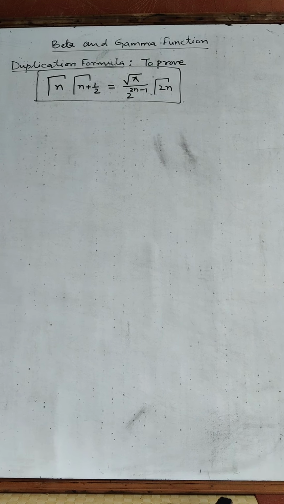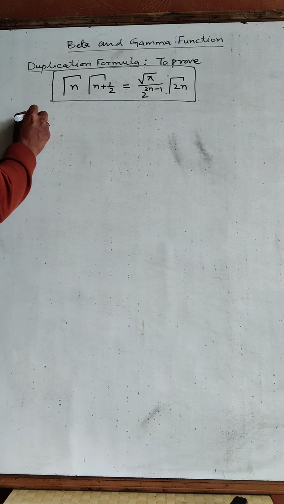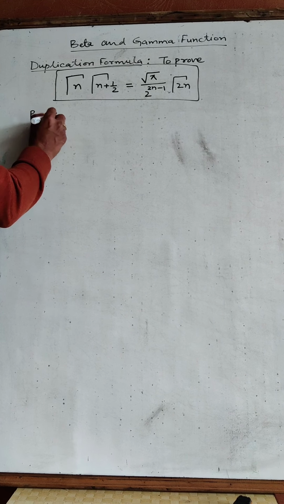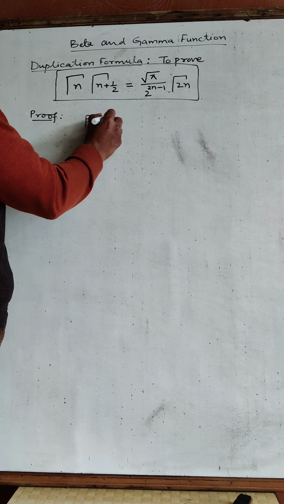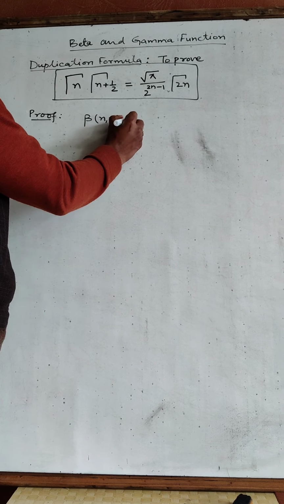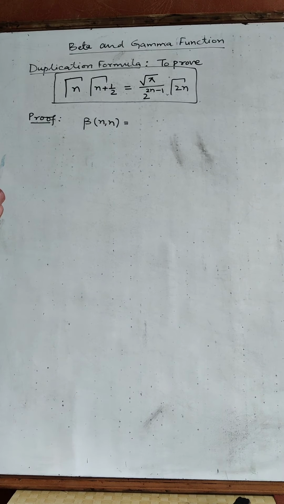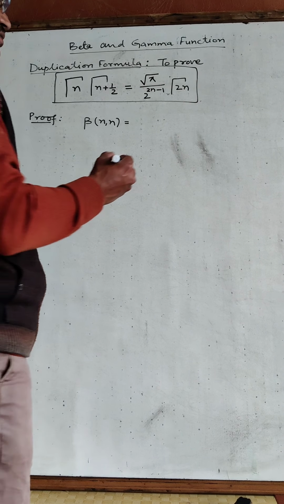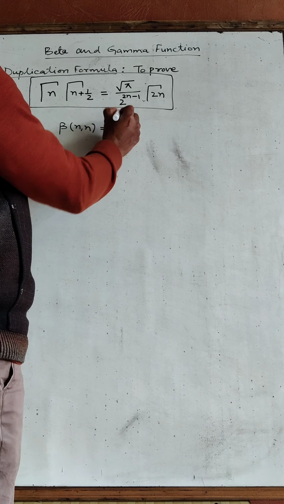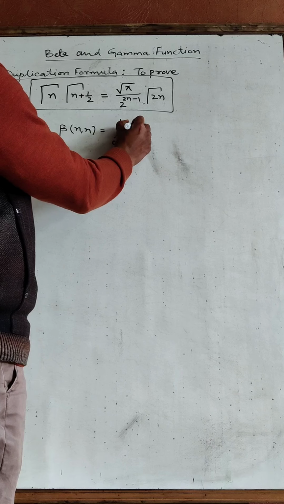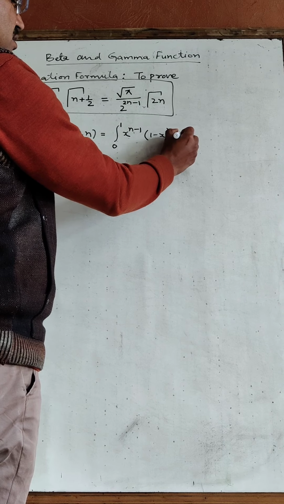For that we will start with the beta function. If we want to prove the duplication formula, we will start with beta of n, n. Always keep in mind that to prove the duplication formula, we will start with beta of n, n. And we know by the definition of beta function, beta of n, n is equal to the integral from 0 to 1 of x raised to the power n minus 1 into 1 minus x raised to the power n minus 1 dx.